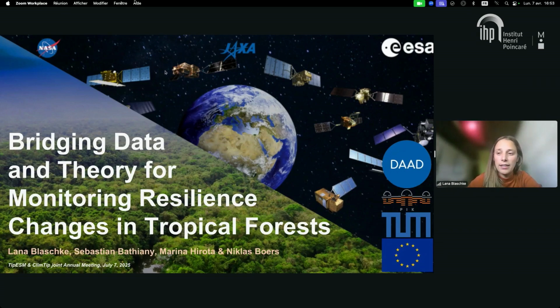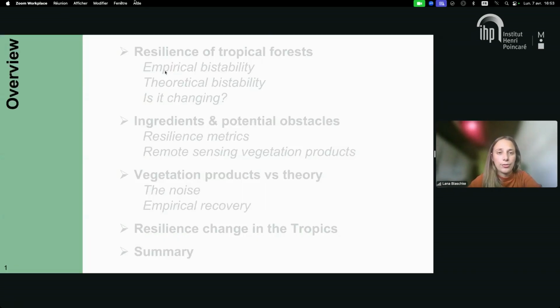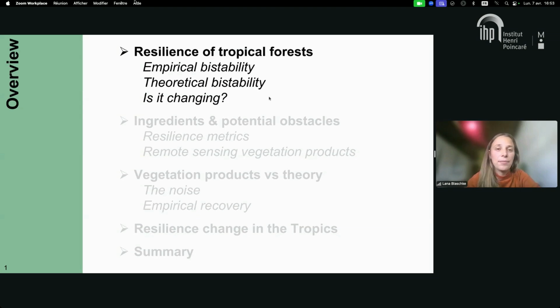So before we start, I would like to give a short overview of what we will talk about. We will start to talk about resilience in tropical forests. Actually, Julia already gave a very nice introduction, so we will keep that very short. But we will shortly see why there's empirical evidence and theoretical evidence why there could be high stability, and look at the same study of Chris to see if it's changing.